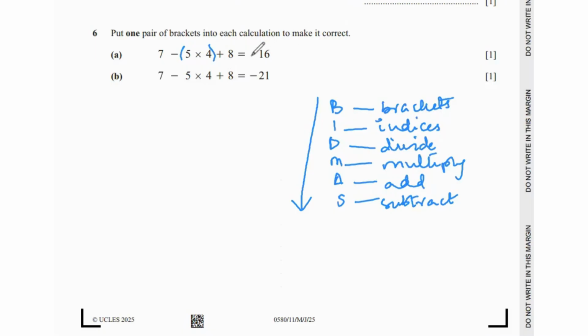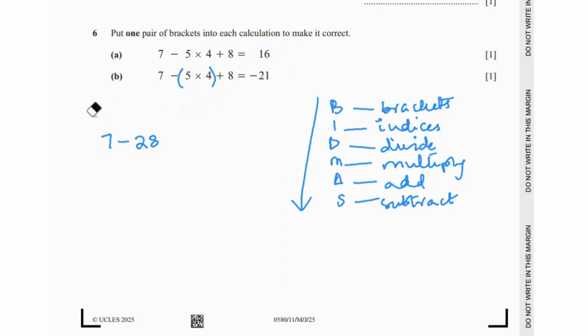So since we have to add the brackets, if I add brackets around 5 times 4, we solve 5 times 4 first. So that's going to be 7 minus 20 plus 8. Now 20 plus 8 is 28. So 7 minus 28 is not going to be 16. It's going to be negative 21, which means we have solved the second one. So this is where the brackets come for this one.